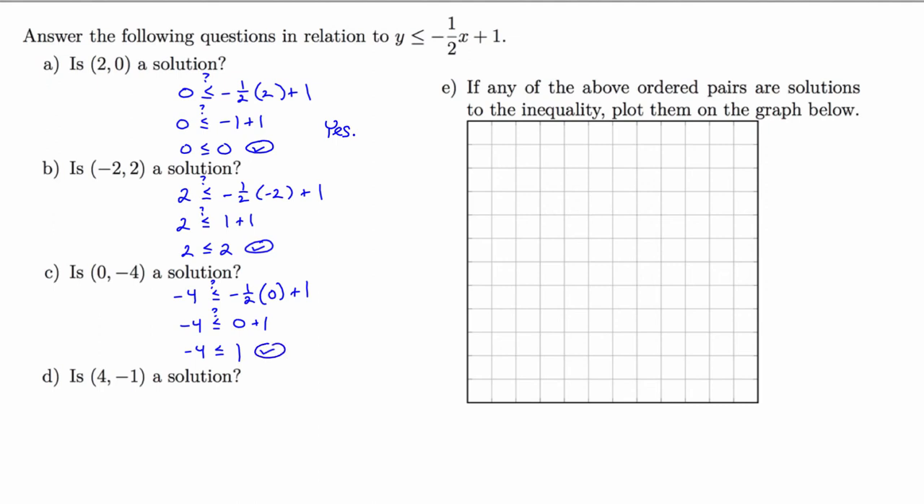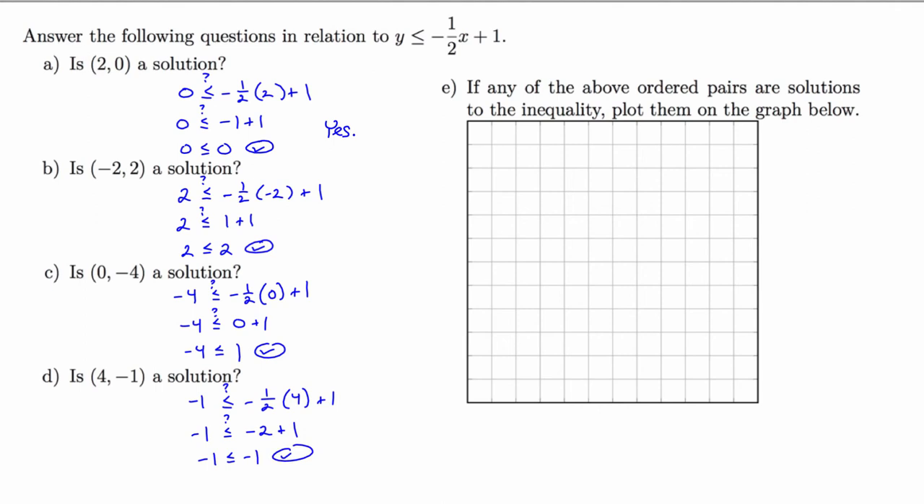That again is true. For the final ordered pair to check, is (4, -1) a solution for this inequality? We again substitute negative 1 for the y, and we check, is negative 1 less than or equal to negative 1/2 times x, the 4, plus 1? Well, negative 1/2 times 4 is negative 2, and negative 2 plus 1 is negative 1. So negative 1 is less than or equal to negative 1 is again a true statement.